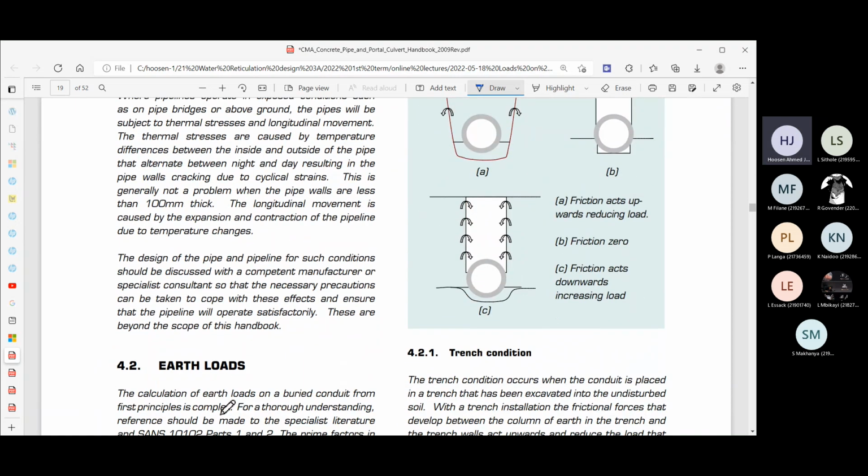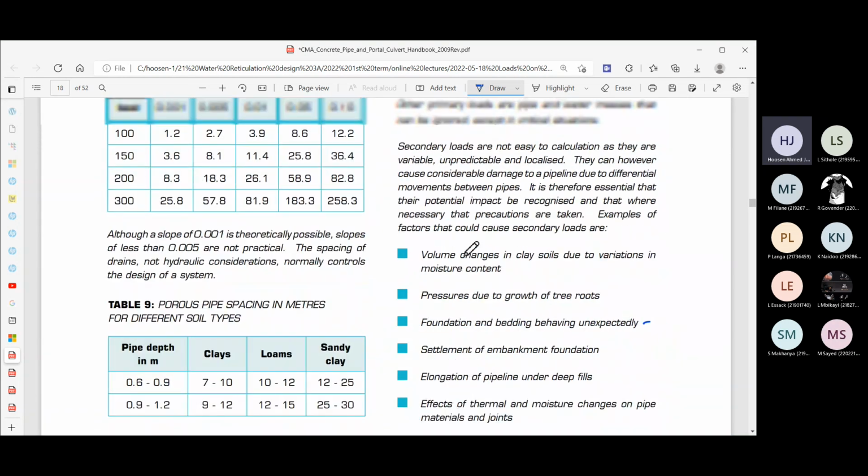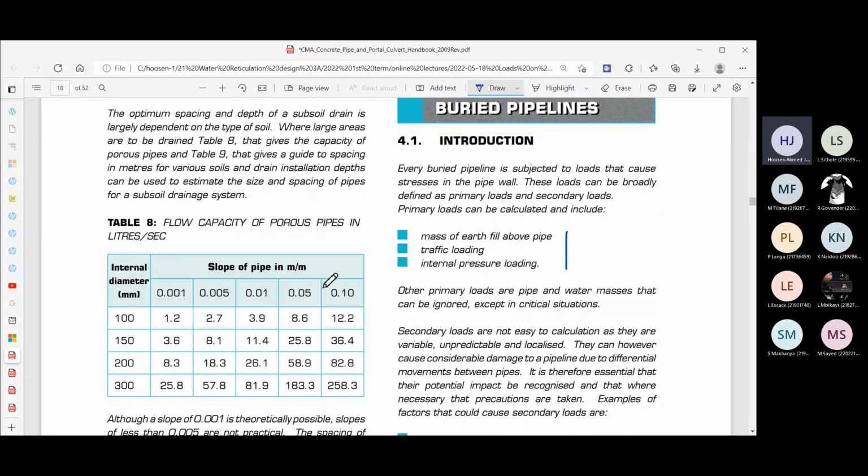Right, so with regard to the loads on the pipeline, the first one we said was the primary loads. You notice the first was the mass of the earth fill above the pipe, and this is what we'll be concentrating on in this particular module for now. Traffic loading, you would know the kind of vehicular traffic you're expecting to drive over the buried pipeline, so that you would be able to determine what the loading is. But the loading from the mass of the earth fill above the pipeline is what we will concentrate on in this particular module.